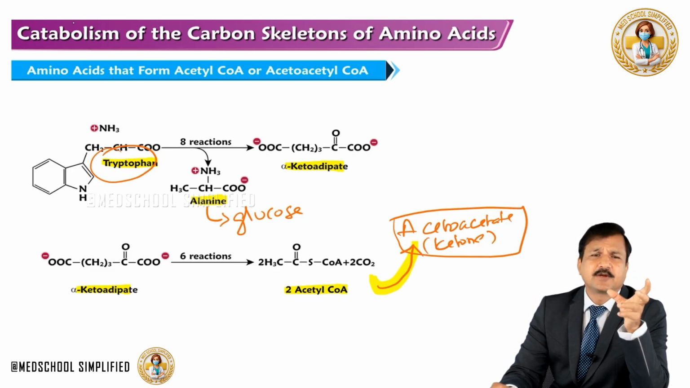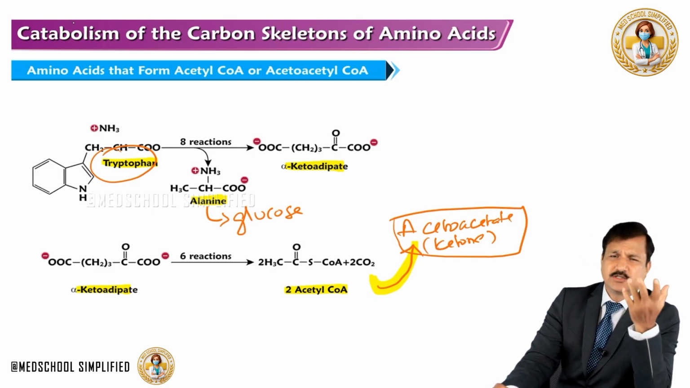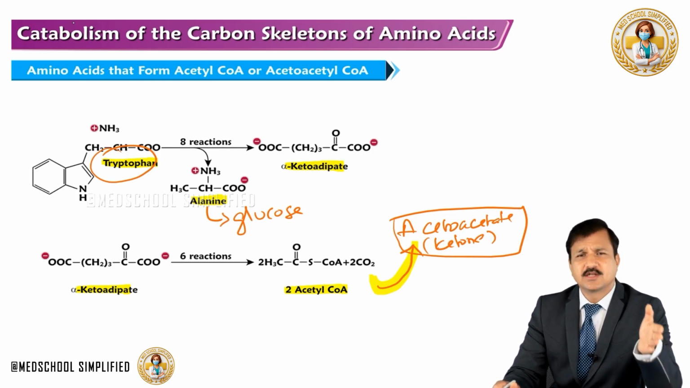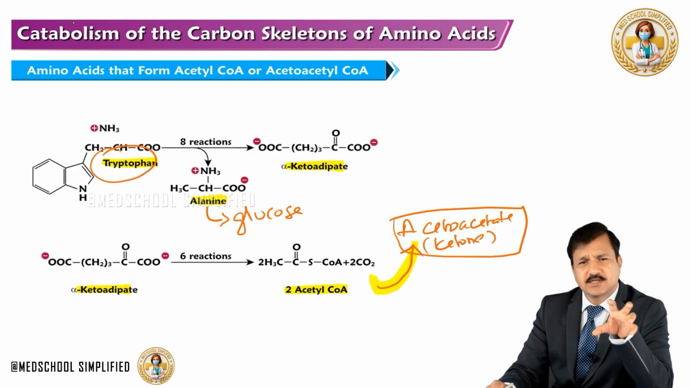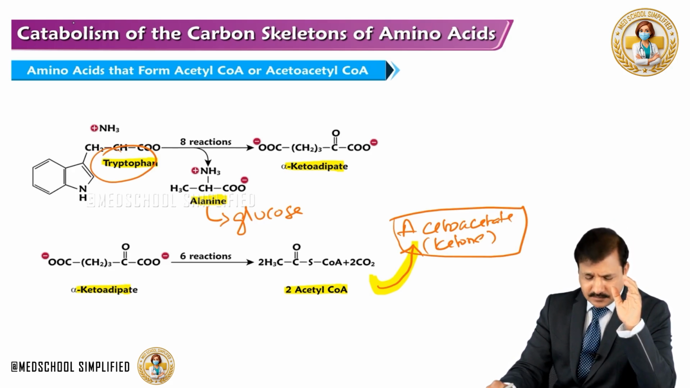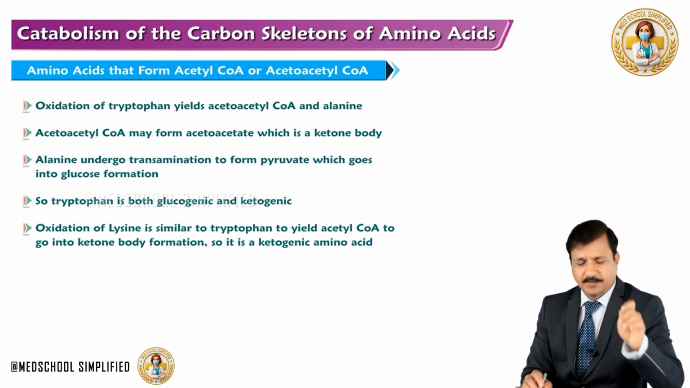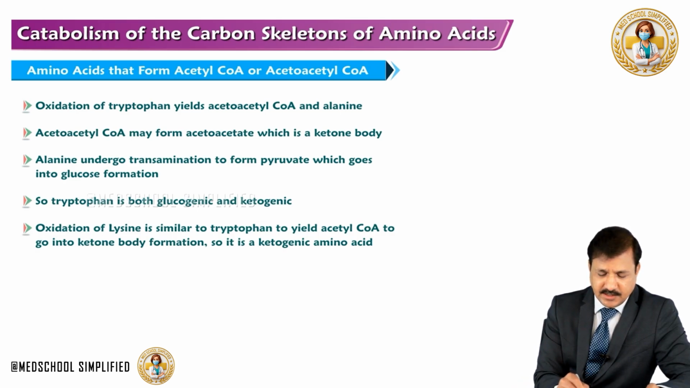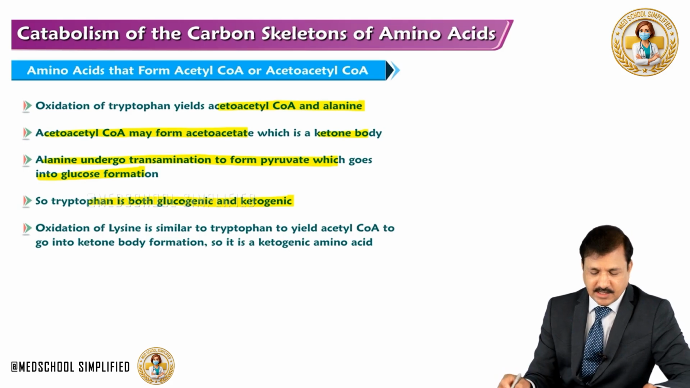So remember the intermediates. Tryptophan will give alanine and alpha keto adipate, and alanine goes into glucose formation in the gluconeogenesis process, which you already know. I have already explained in my earlier lectures about the gluconeogenesis process, how alanine is converted to glucose. And alpha keto adipate undergoes 6 more oxidative reactions to make acetyl-CoAs, and these acetyl-CoAs can go towards ketone body formation. So in this slide, I have briefly explained how tryptophan is both glucogenic and ketogenic. Tryptophan upon oxidation will yield acetyl-CoA and alanine. Acetyl-CoA may form acetoacetate, which is a ketone body. Alanine undergoes a transamination reaction to form pyruvate, and pyruvate will go towards glucose formation. So tryptophan is both glucogenic and ketogenic.